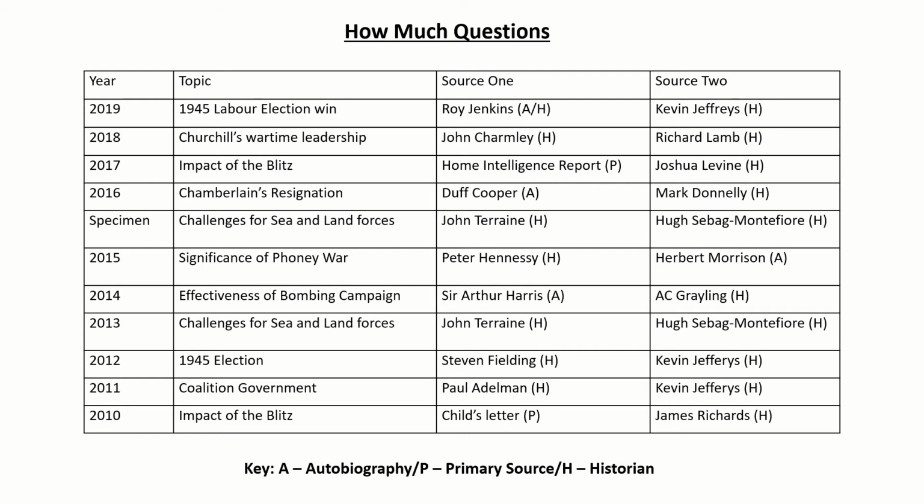They are things that are wide in terms of what you can talk about. There's a lot of detail in them. They're not very small aspects of the course. You know, Churchill's wartime leadership or the 1945 election win. These are things that you can talk about at length. So for the two source question, the how much question, you're going to get a lot of detail.